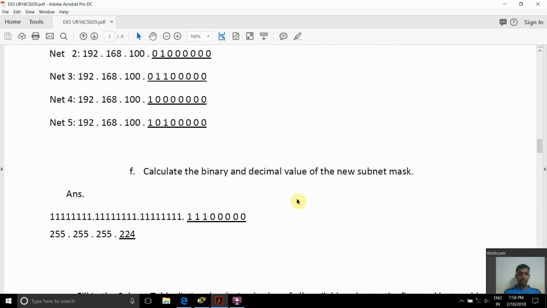So the new subnet mask, we have borrowed 3 bits. So it should actually end here. Only these first 3 octets would be 1, and the remaining should be that of the IP address. But now we borrow 3 more. So this is 255, 255, 255, and the first 3 bits borrowed give 224.